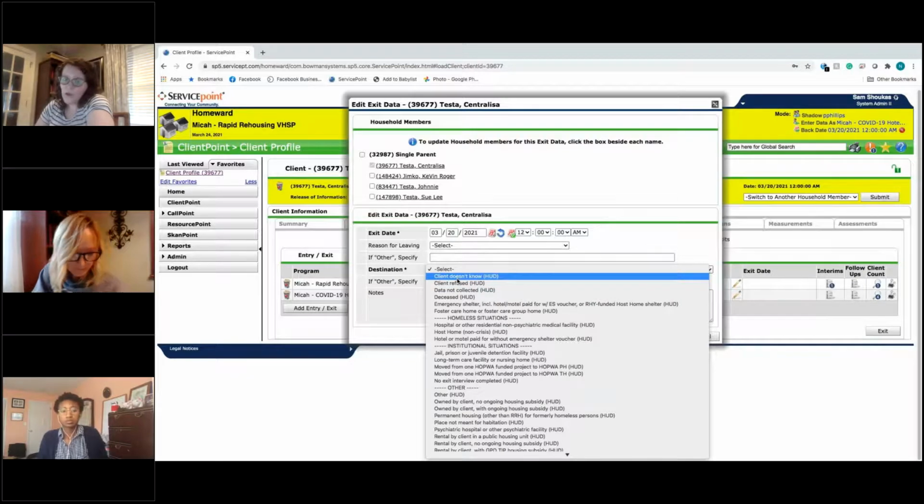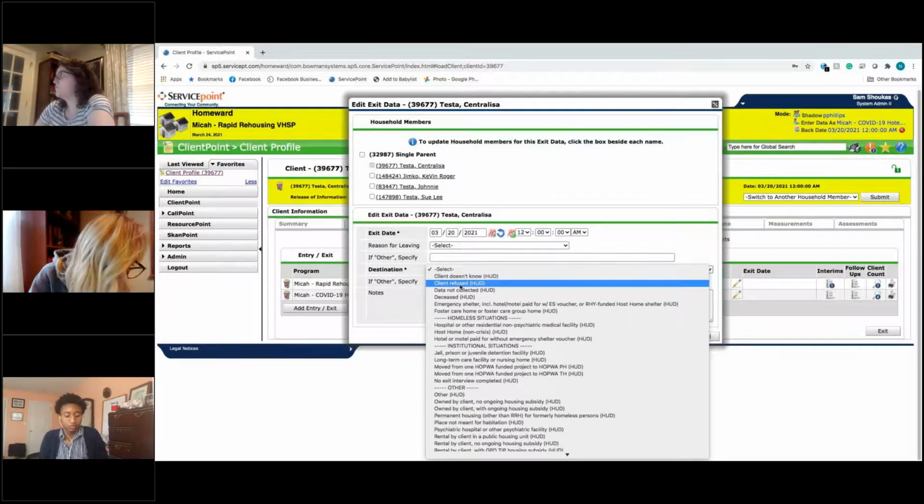So I wanted to go over just a few and what they mean. Client doesn't know means you ask the question and you try to work with them about where they're going to go, and they absolutely have no idea. That is the only time in which client doesn't know should be selected, is after all of your conversations, they still don't know where they're going to go. For client refused, it should be, I know exactly where I'm going, but I'm not going to tell you, and they refuse to actually give you the location. That should be the only time that you use client refused.